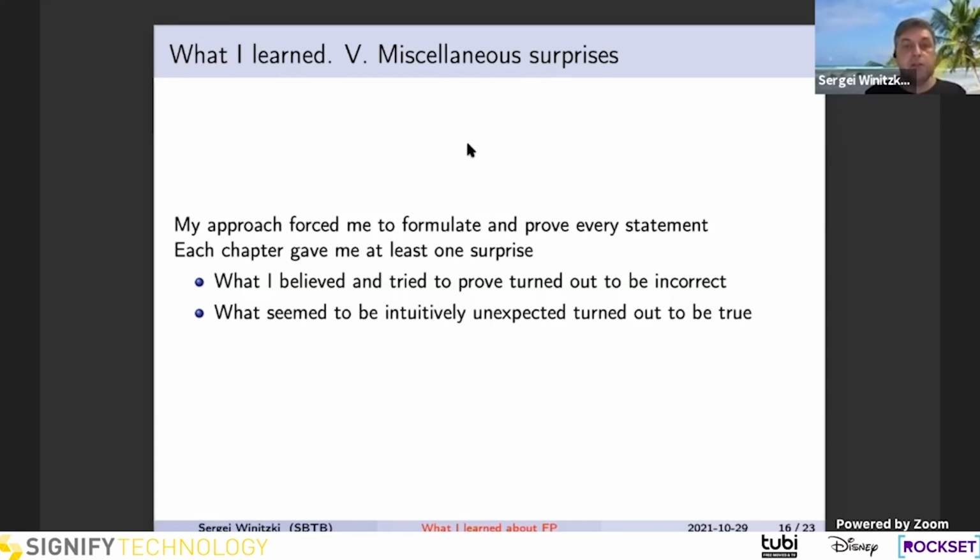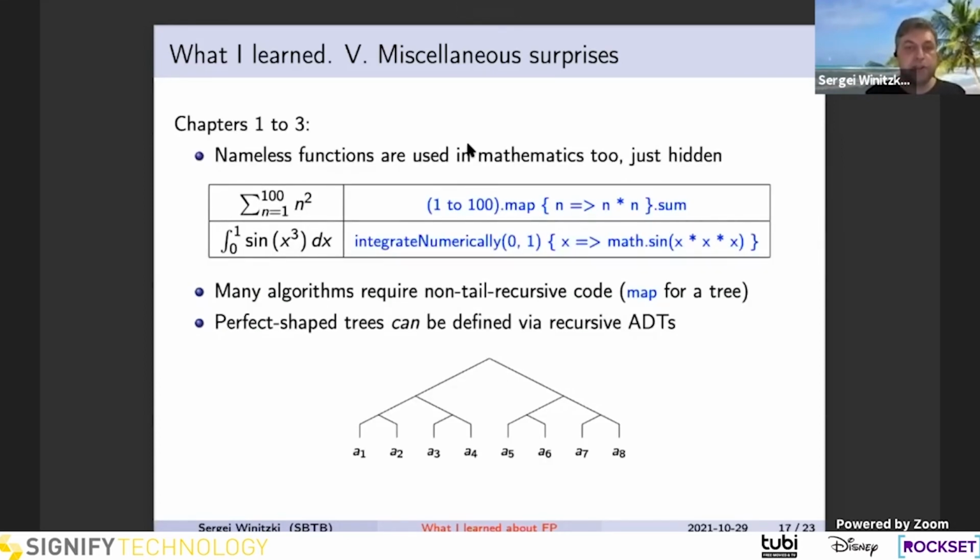Let me just go very quickly over little things that I found, the surprises. The thing is, when you go from scratch and derive everything, then you're bound to find things that you didn't expect, because science is unforgiving. It doesn't know what you expected. It has its own logic. There are many things that I believed to be true, and I tried to prove them, and I couldn't because they were incorrect. And there were other things that I didn't think were true, but turned out to be true. So let me just go very quickly over those surprises. There are too many of them, actually. Each chapter gave me at least one surprise when I went through it.